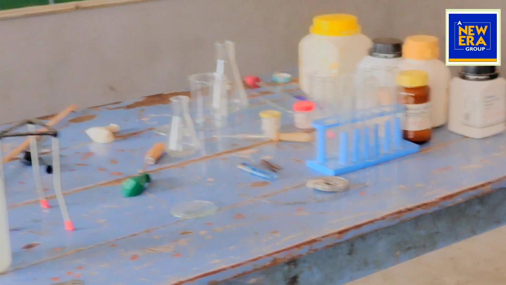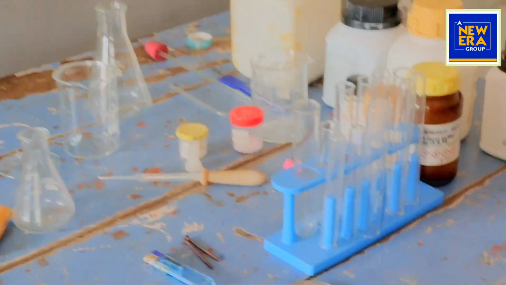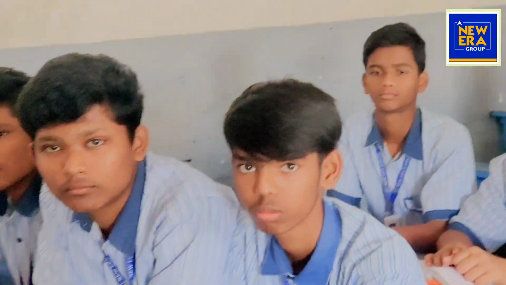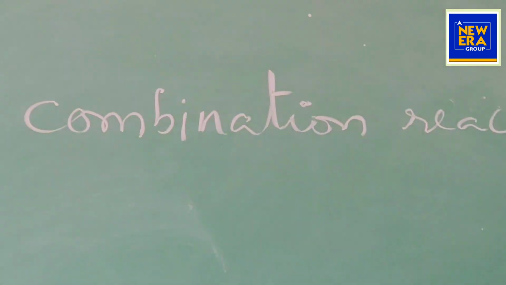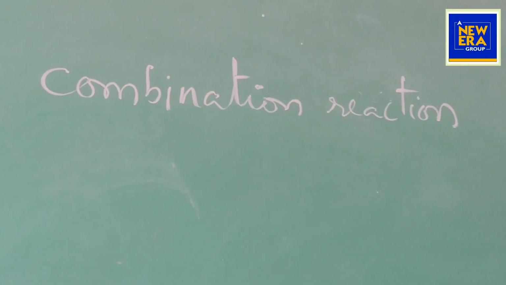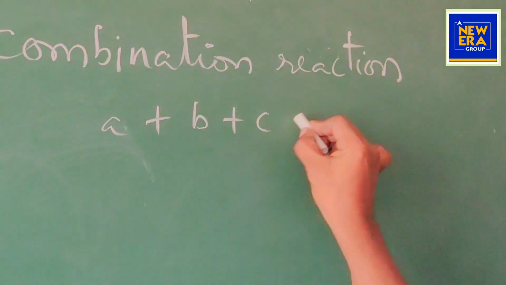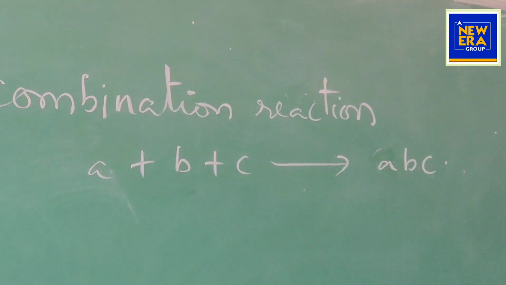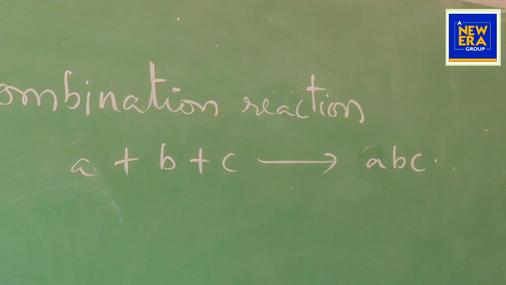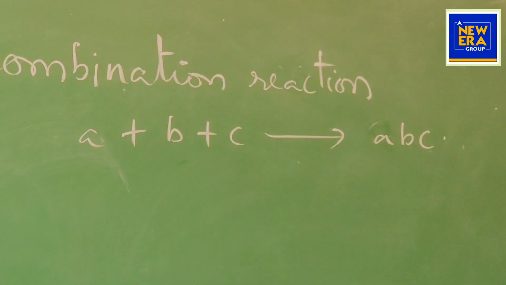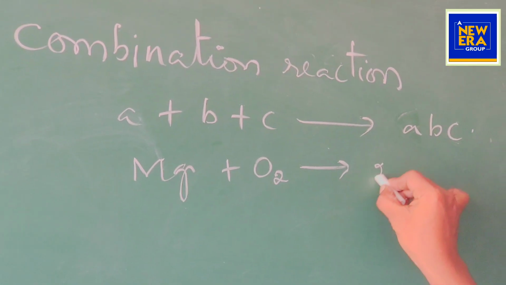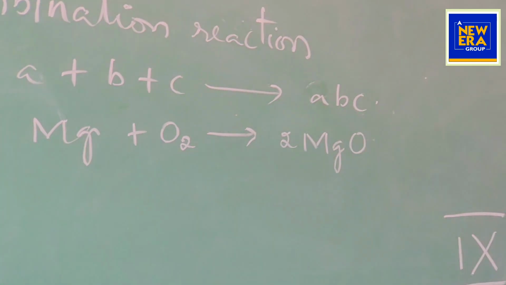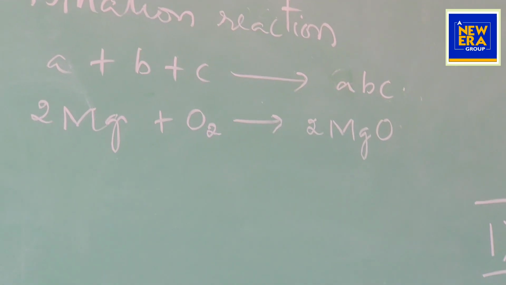First, the combination reaction. Two or more substances are combined to form a single substance, and that is called a combination reaction. For example, A plus B plus C gives rise to ABC. This is a combination. Various chemical reactions are taking place in our surroundings. For example, when magnesium ribbon burns in the presence of oxygen, it forms magnesium oxide. So this is the first activity we are going to discuss now.